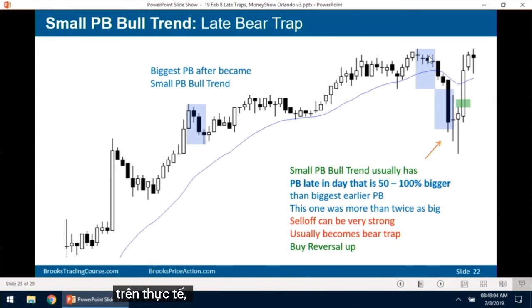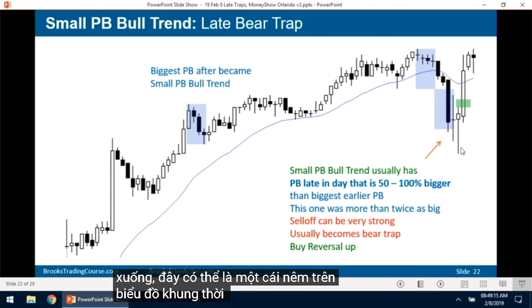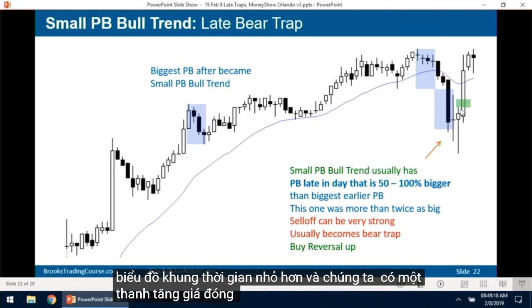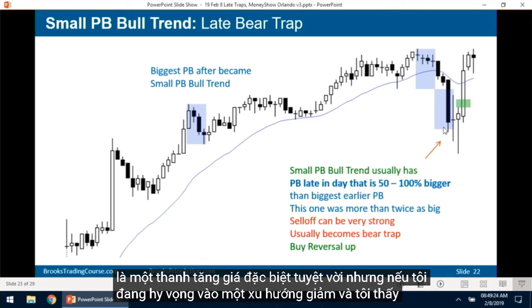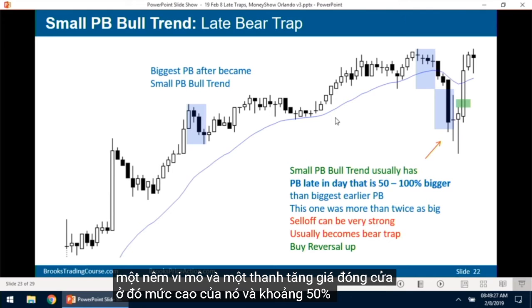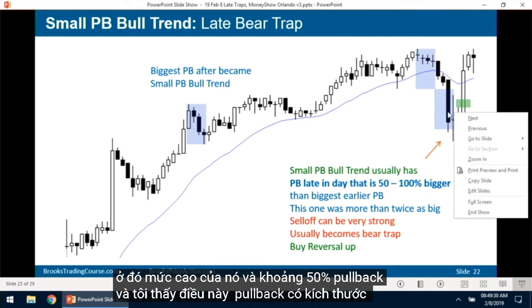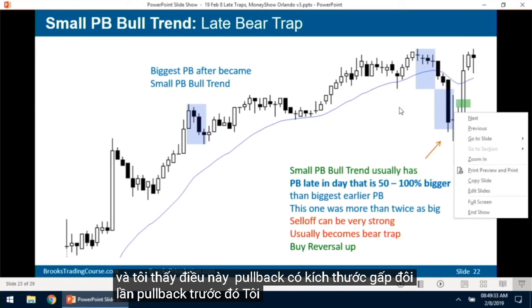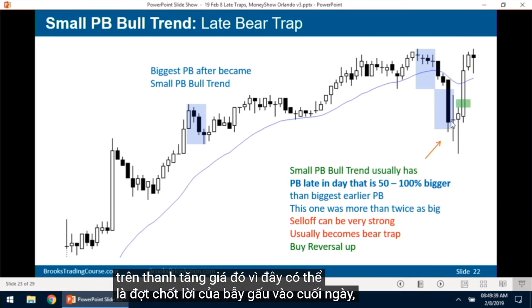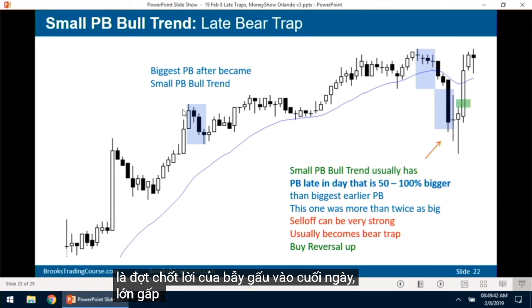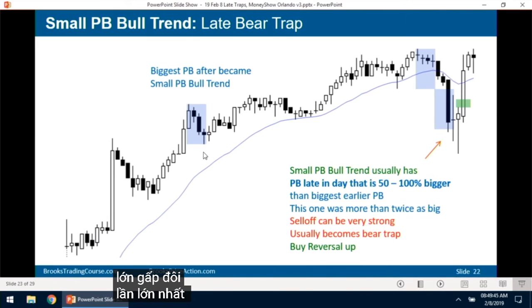It's possible, in fact it's likely at the close of this bar that we're going to get a second leg down. And it turns out this is probably the second leg down. We went down, we went up, we went down, we went up, we went down. This is probably a wedge on a smaller time frame chart. And we have a bull bar closing near its high. It's not a particularly great bull bar, but if I'm short, hoping for a bear trend, and I see a micro wedge and a bull bar closing near its high and about a 50% pullback, and I see this pullback is about twice the size of this earlier pullback, I have to get out of my shorts above that bull bar, because this could be an end of the day bear trap. Profit taking that is about twice as big as the biggest earlier sell-off.